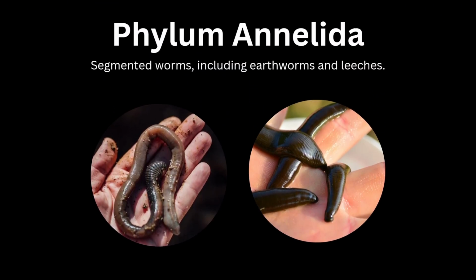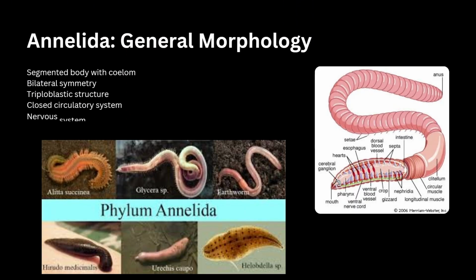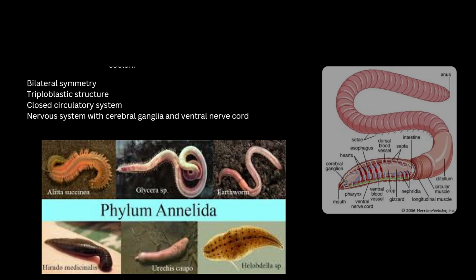Now let's move on to the phylum Annelida, or segmented worms, which includes earthworms and leeches. Annelida general morphology. Annelids have a segmented body which enhances mobility and flexibility. They possess a true coelom, a closed circulatory system, and a well-developed nervous system. Their digestive system is highly specialized with organs like the crop and gizzard for food processing.